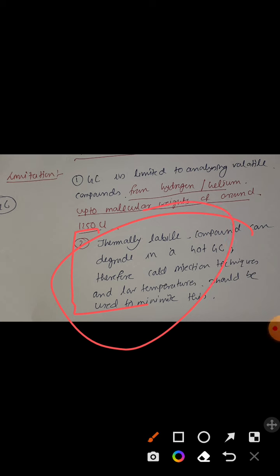So I have discussed with you the solution to that problem. Suppose we need to use gas chromatography for analyzing a compound that is thermolabile, then what should we do? In that case we will use cold injection, and we have to perform the technique at low temperature. Although I will recommend leaving the gas chromatography technique in such cases, because we have HPLC to obtain a chromatogram. So I will prefer HPLC in those cases.